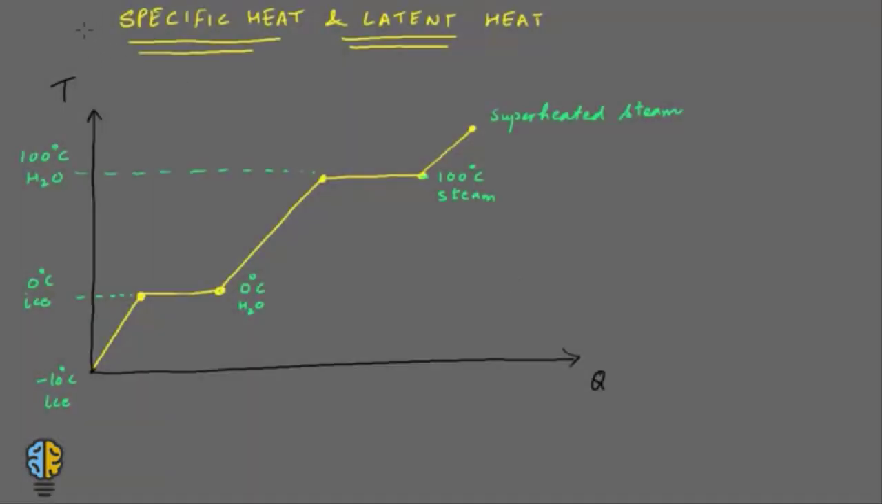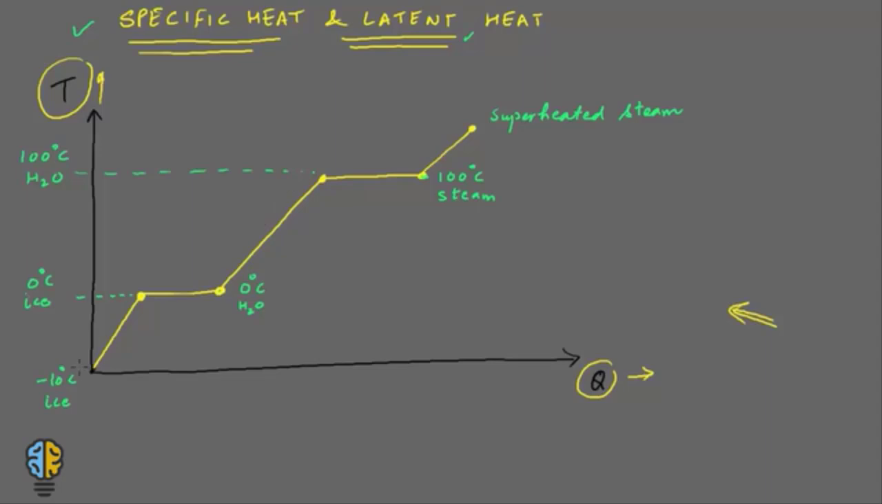Now let's talk about specific heat and latent heat. What are these two things? Before we understand this, let's discuss this figure given to us, which is a plot between temperature and heat. You keep on supplying heat on this axis. As you keep on supplying heat, your temperature keeps on increasing.